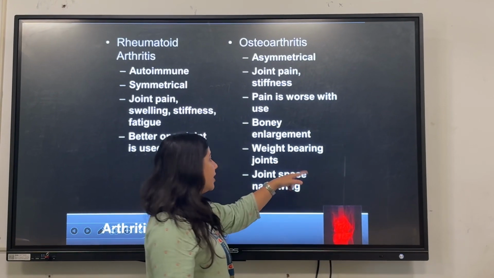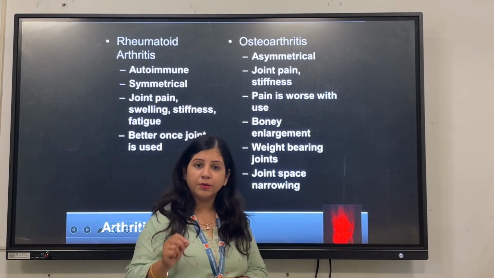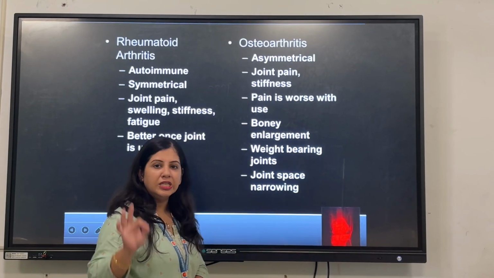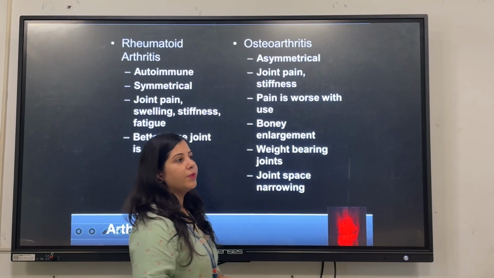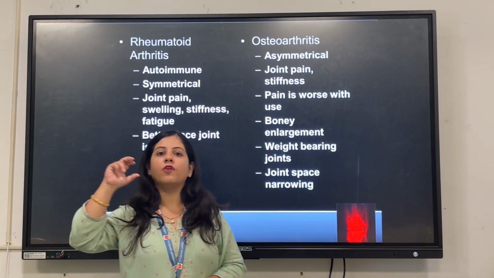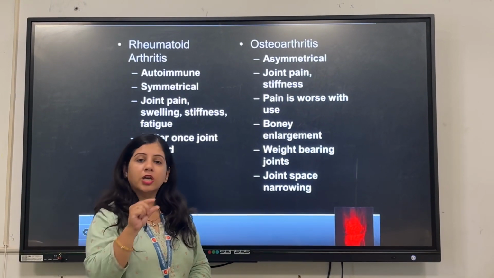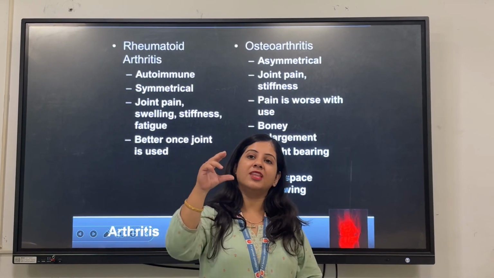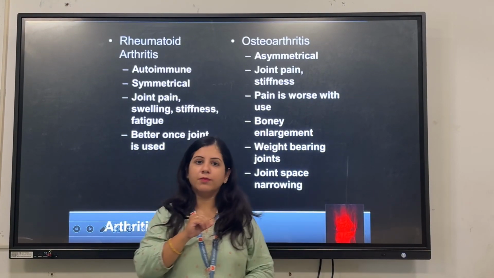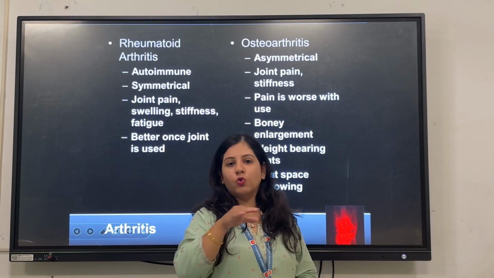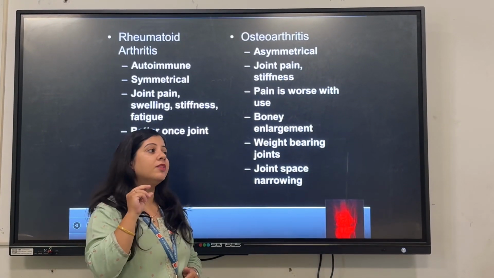Next, weight bearing joints are mostly affected. The hip joint is also very prone to osteoarthritis, and the knee is very prone to osteoarthritis. In that there will be narrowing of the joint space. Why is there narrowing? There is a structure called the meniscus, which lies between the tibia and the femur. That gets eroded, and as a result the space between the joint is reduced.